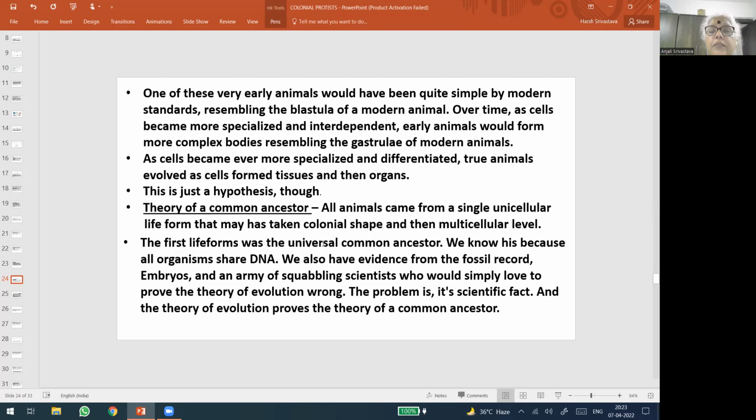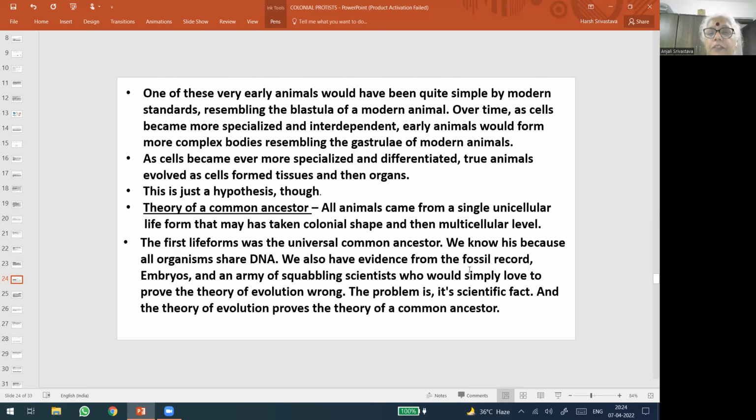This theory says that all animals came from a single unicellular life form that may have taken colonial shape and then multicellular level. And this theory has support at the genetic level. The first life form was the universal common ancestor. This is because all organisms share DNA.